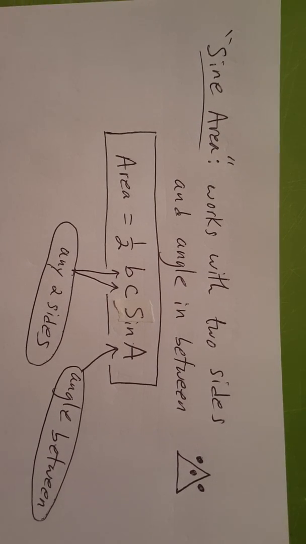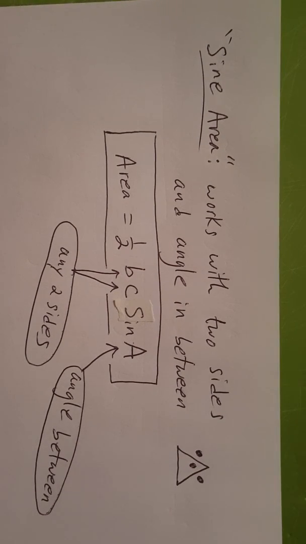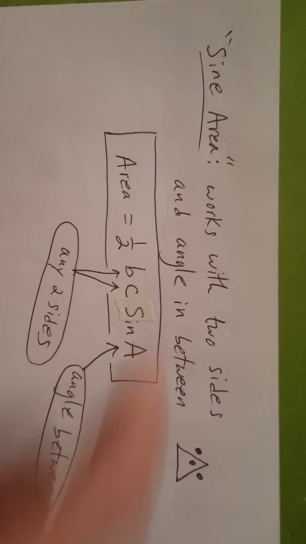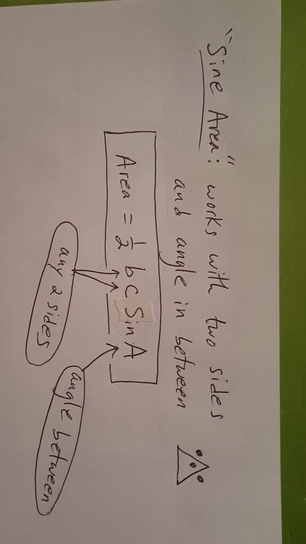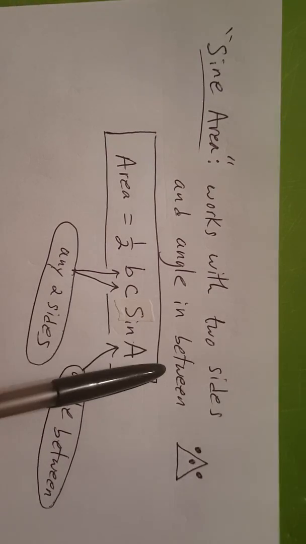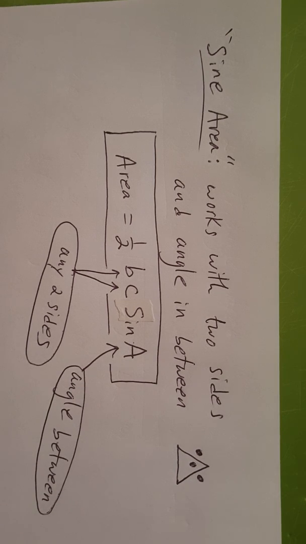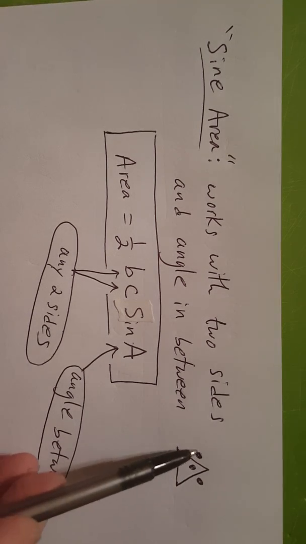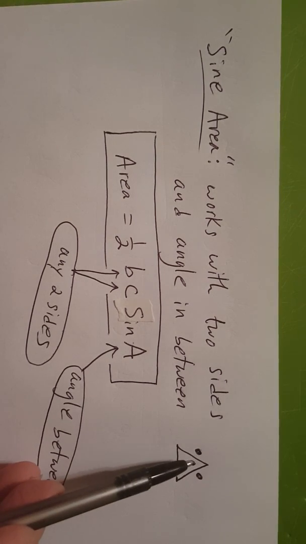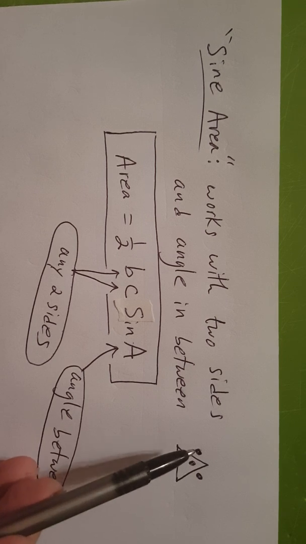The other area formula doesn't have an official name, so I'm just going to call it the sine area formula, because it uses sine in it. It works with two sides and an angle in between. So what if you don't have the height, so you can't use the original formula? What if you don't have three sides, so you can't use Heron's formula? What if you have two sides and an angle between those two sides? Then you can use this formula.